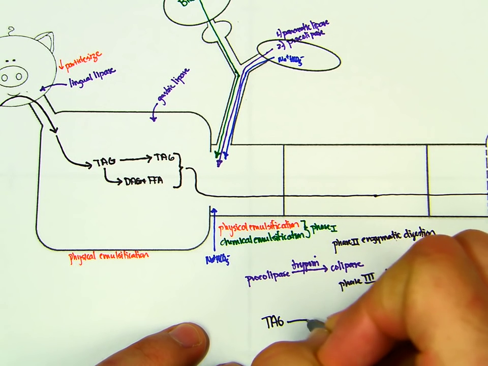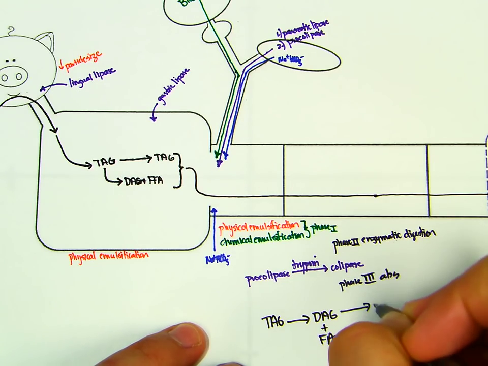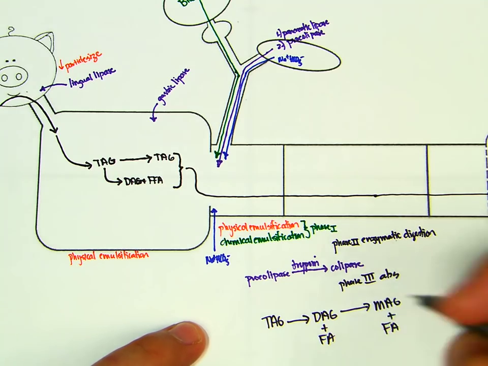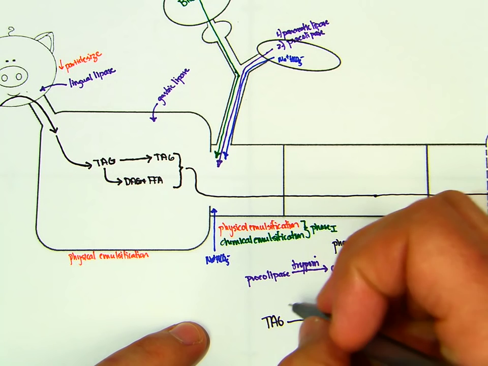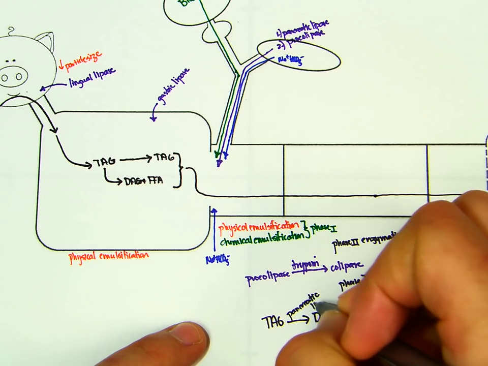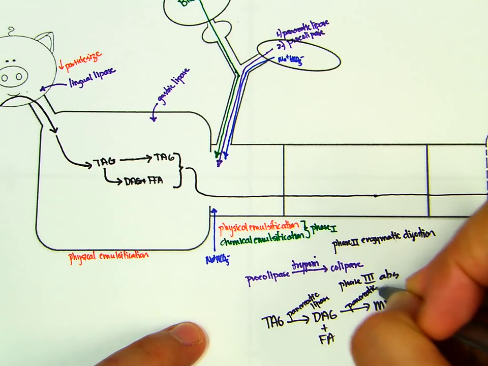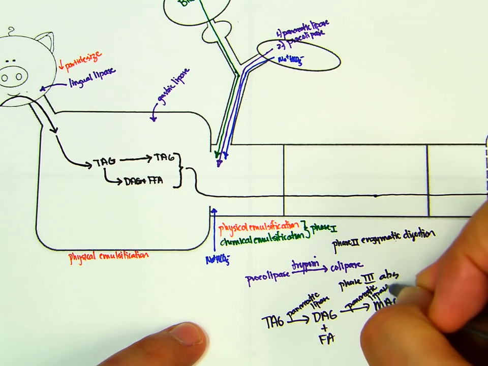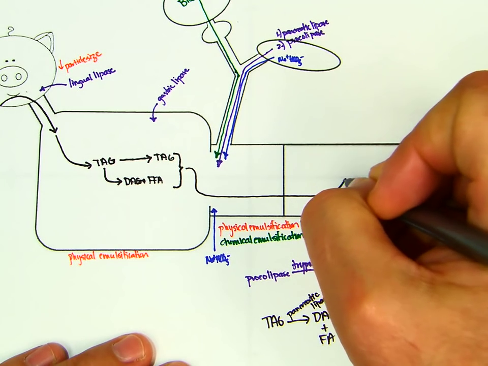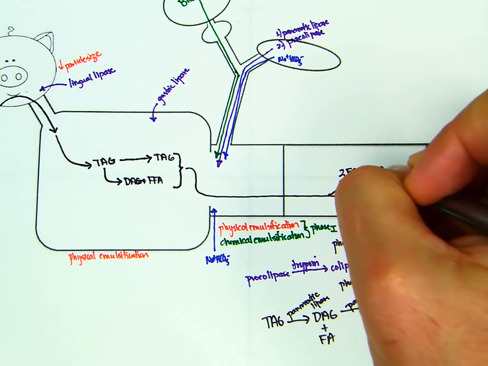Okay, so enzymatic digestion, the TAG will become DAG plus a fatty acid, and the DAG will become MAG plus a fatty acid. And this is all happening as a result of the pancreatic lipase, with its good friend, colipase, helping, creating a space. Okay? And so what we're going to be releasing is 2 fatty acids, or 2 free fatty acids, plus MAG.